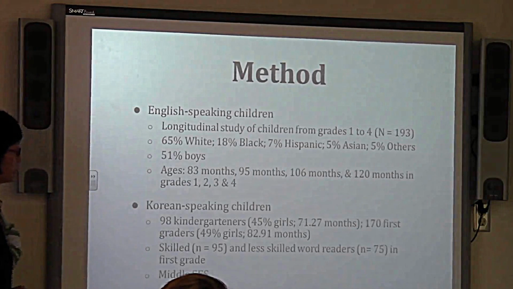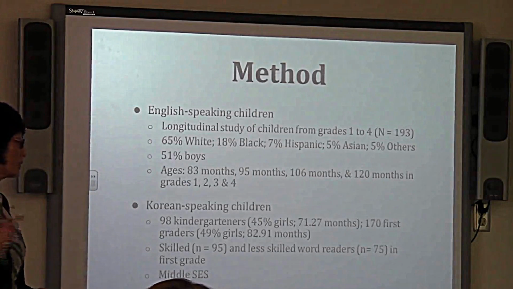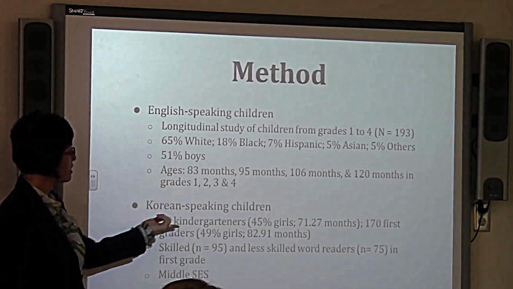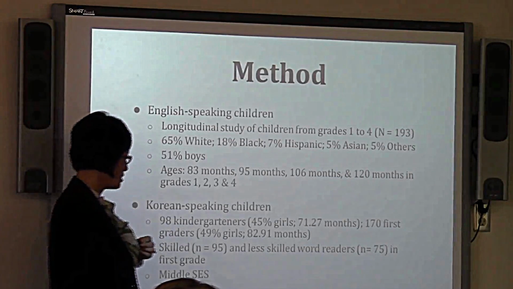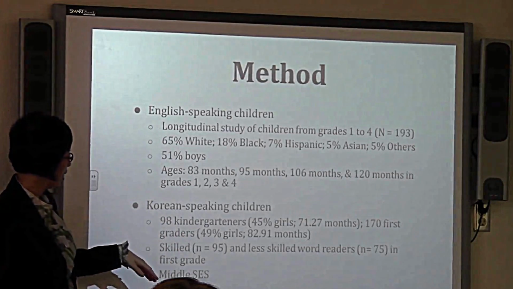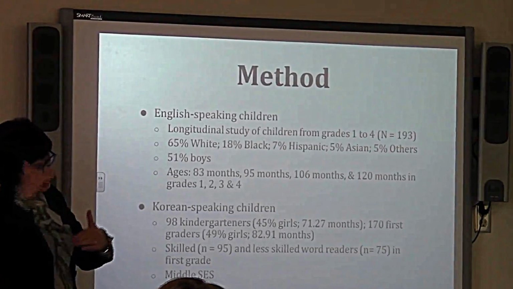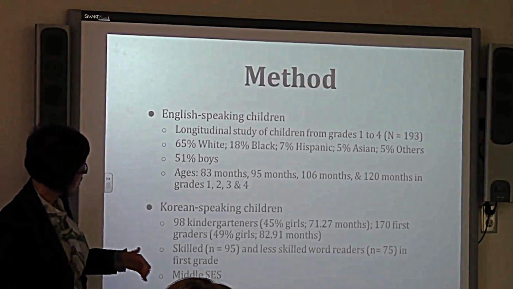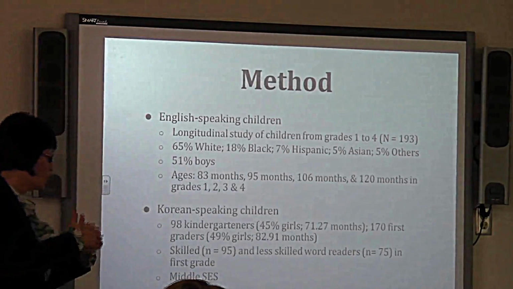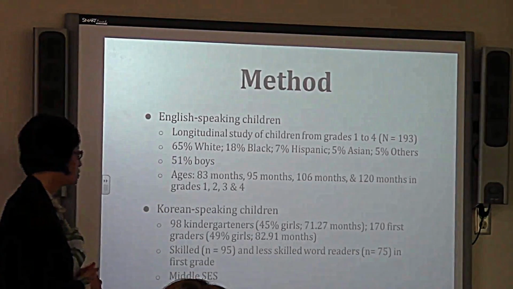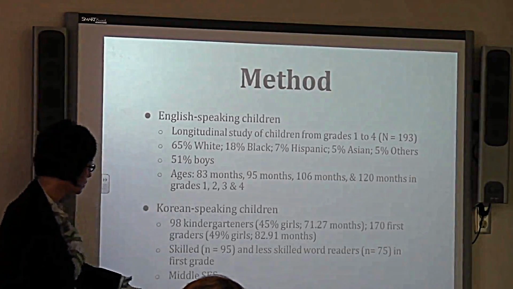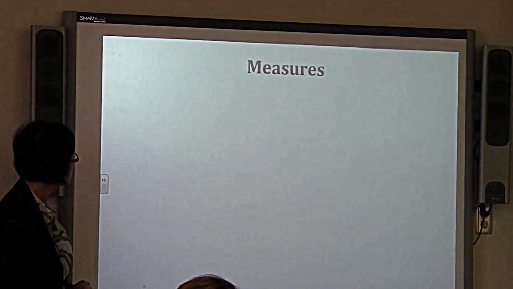For Korean-speaking children, we had two cross-sectional samples. This is not a longitudinal sample. So we had 98 kindergartners and 170 first graders, and they were assessed at the beginning of the year. And to look at the developmental relations, I divided first graders into more skilled versus less skilled as a function of their word reading accuracy. And all these students were from middle class backgrounds.